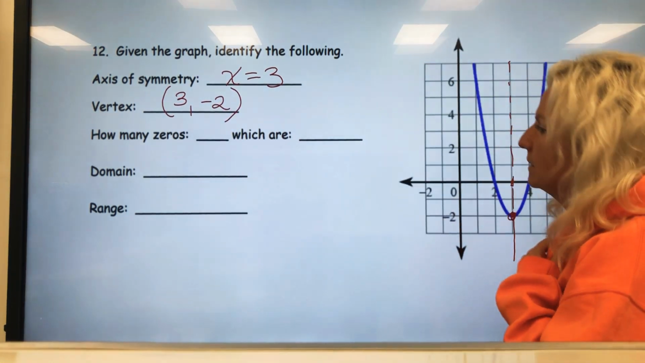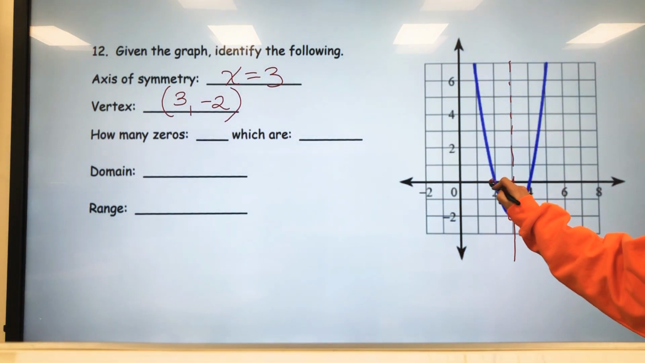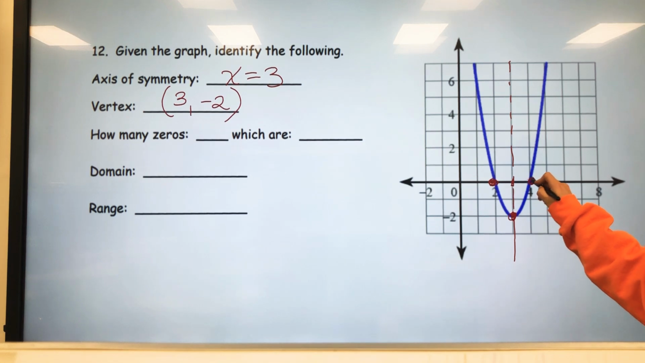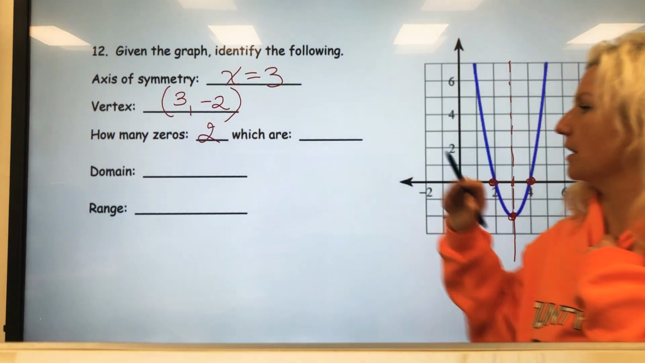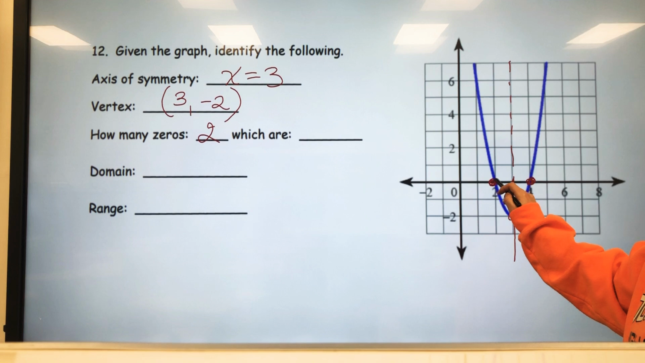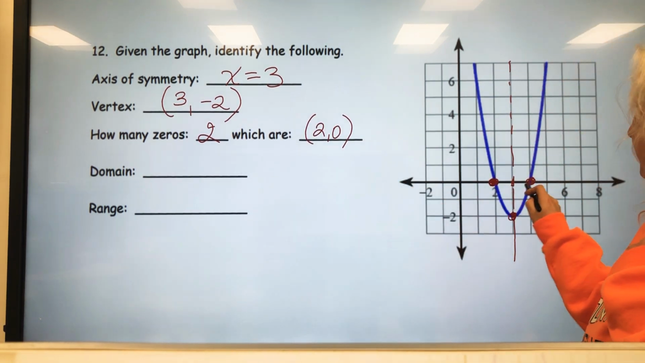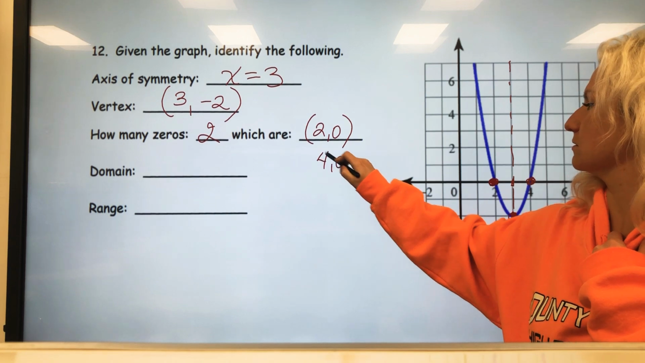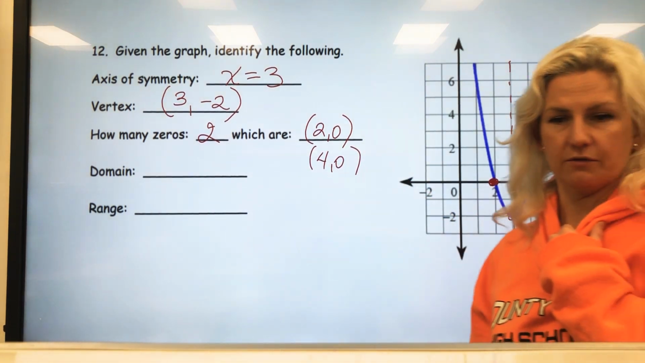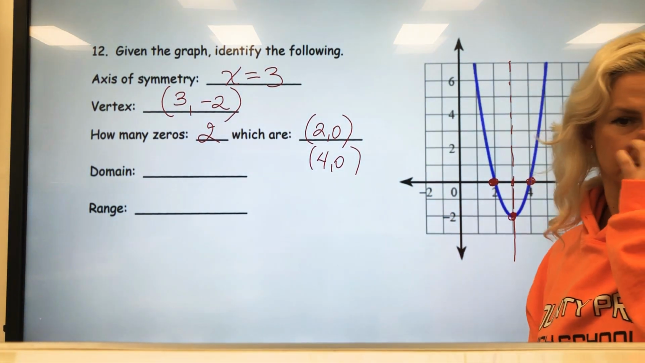How many zeros? 2. There's one zero here and one zero here. What is it? Right here, 2, 0, and 4, 0. Those are my zeros, when x is 2 and when x is 4.